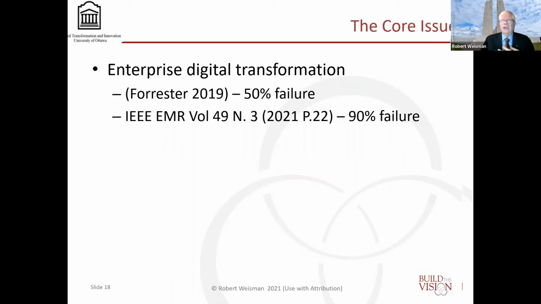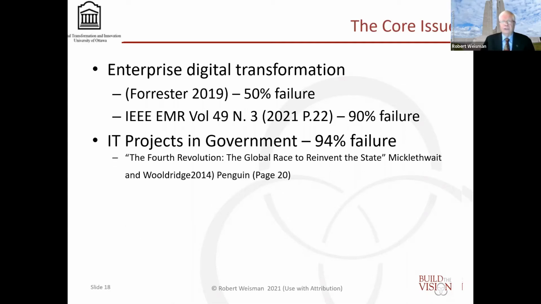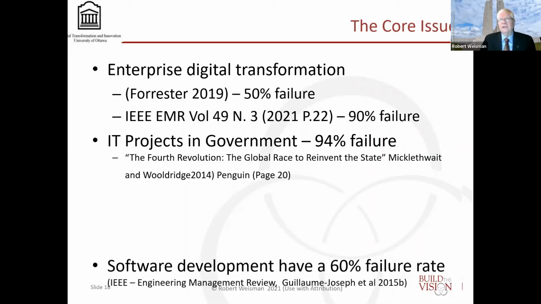Right now, enterprise digital transformation, Forrester quoted a 50% failure rate. The IEEE Engineering Management Review in December 2021 basically said it's a 90% failure rate of digital transformation in enterprise. Okay, IT projects in government. The former editors of the Economist magazine, you might be familiar with that, basically said it's a 94% failure rate in government. Okay, this is not trivial.